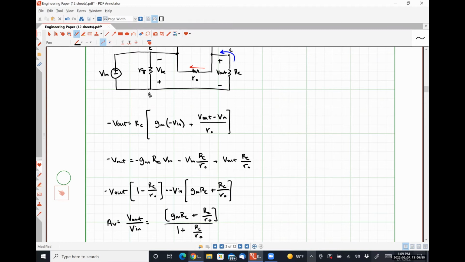So our early effect here looks like it's increasing the voltage gain because we're adding some value to our original GM RC. But then we are dividing by a number that's greater than 1 as well. So we should see that overall this thing actually tends to decrease the gain a little bit, which is exactly what we saw in our common emitter amplifier. Okay. Anybody have any questions on this?